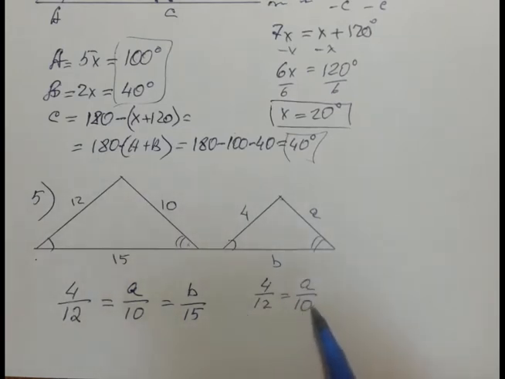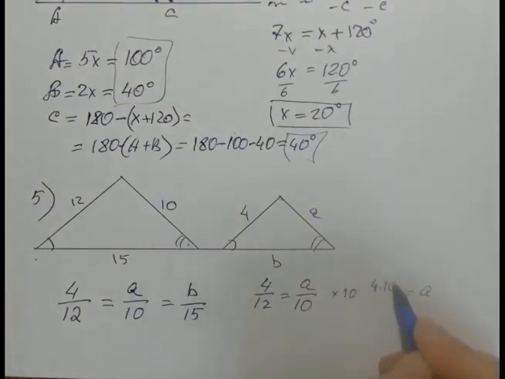If you multiply this proportion by 10, you don't need to cross multiply as you usually solve the proportion. You just multiply the whole equation by 10, then you get A on the left and 4 times 10 over 12 on the right. So let us simplify this fraction. You can divide by 4 numerator and denominator. 12 divided by 4 will be 3, so A equals 10/3.